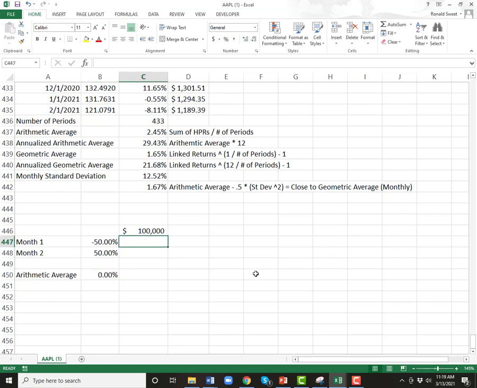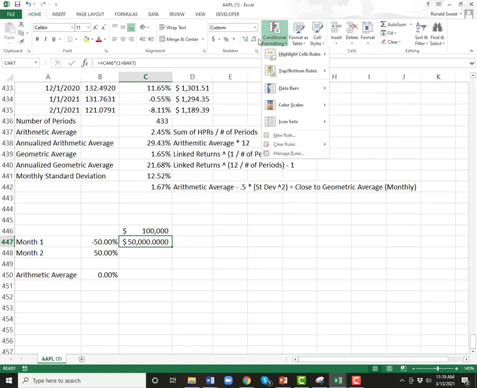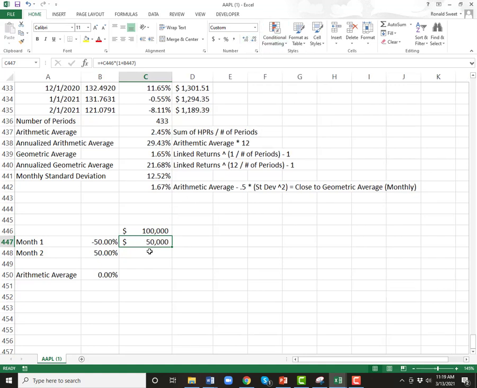But how did the portfolio do? Well, the $100,000, the first month, it loses 50%, so at the end of the first month you have $50,000. Then the second month, you take that 50,000 and now you make 50%. See how I'm linking the numbers? So now you have $75,000. So what is your geometric average?